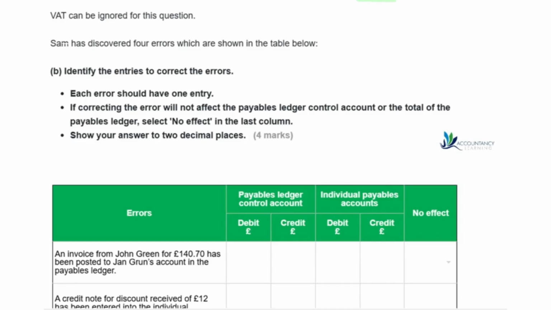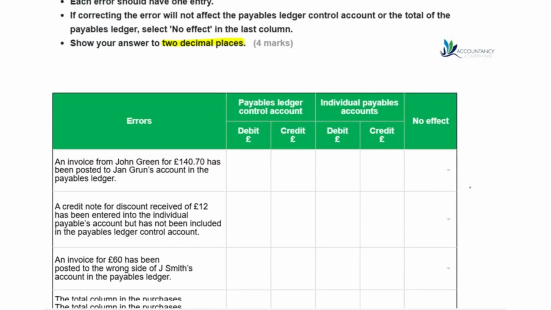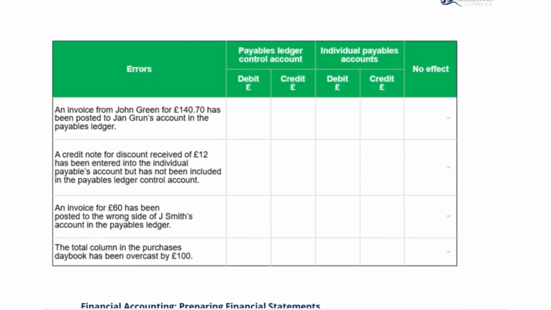We need to put no effect in the last column if the error doesn't affect the payables ledger control account or the total of the payables ledger. So if it doesn't affect the balance, then it's no effect. And we are answering to 2 decimal places. An invoice from John Green for 140.70 has been posted to Jan Grun's account in the payables ledger. So it's gone into the payables ledger, so the balance is correct. It's just sitting in the wrong account. So it's not going to affect the balance, so therefore there's no effect.